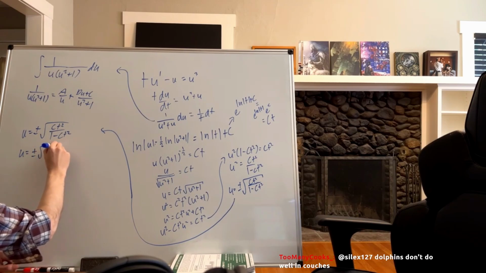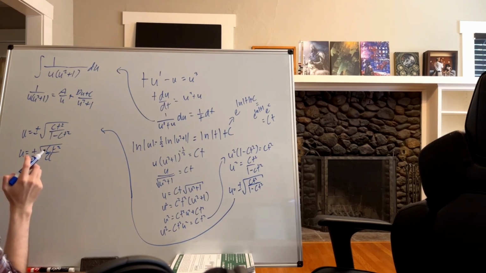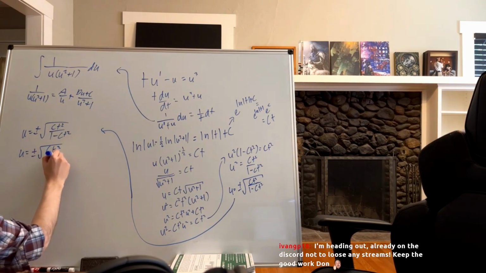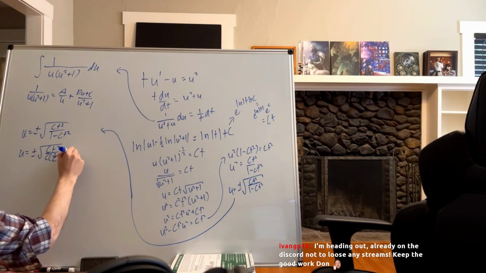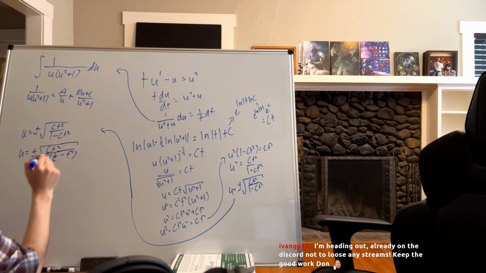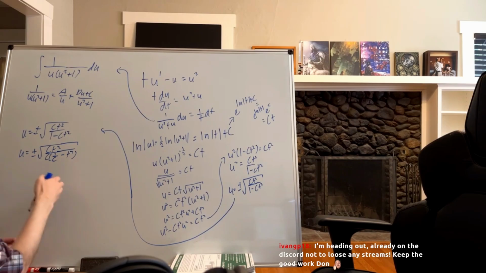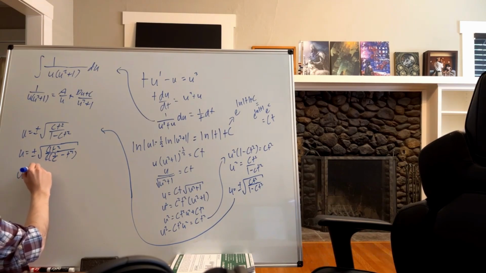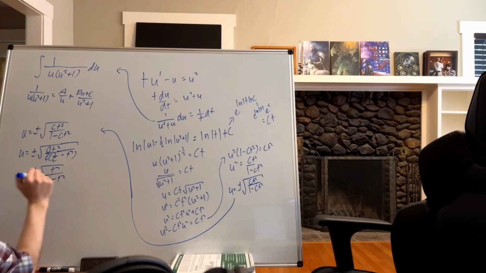So C t squared over C. Oh, wait. It'll be 1 over C. Oh, which we still just turn back into C. I see. So when you factor out a C from this it becomes 1 over C, but that's still just a constant, so we can still call that C again. And these C's will cancel out. So U is equal to plus or minus T squared over C minus T squared.